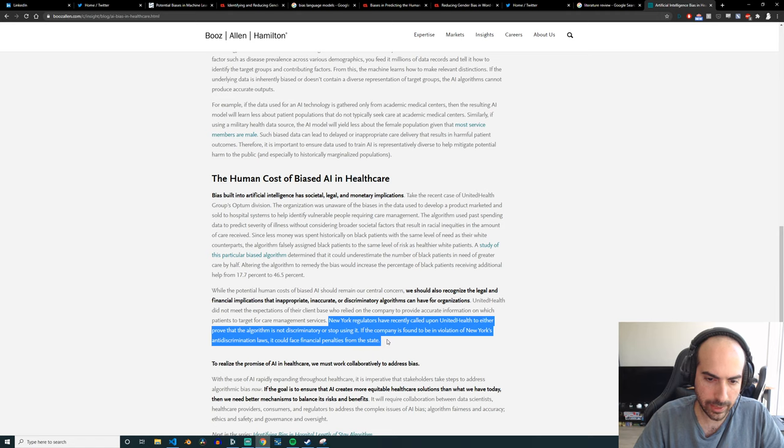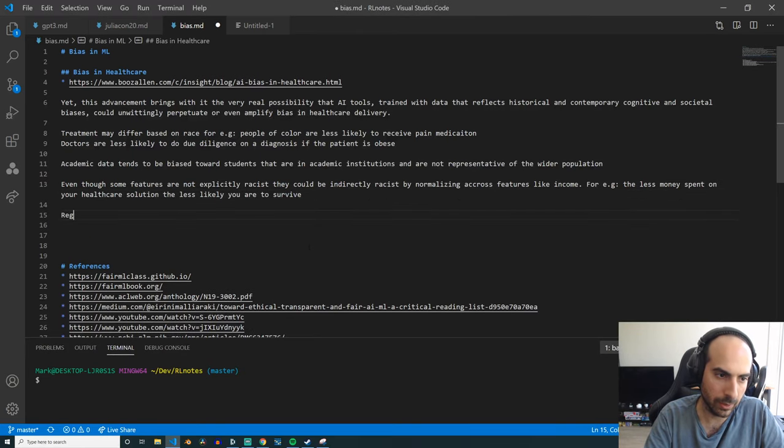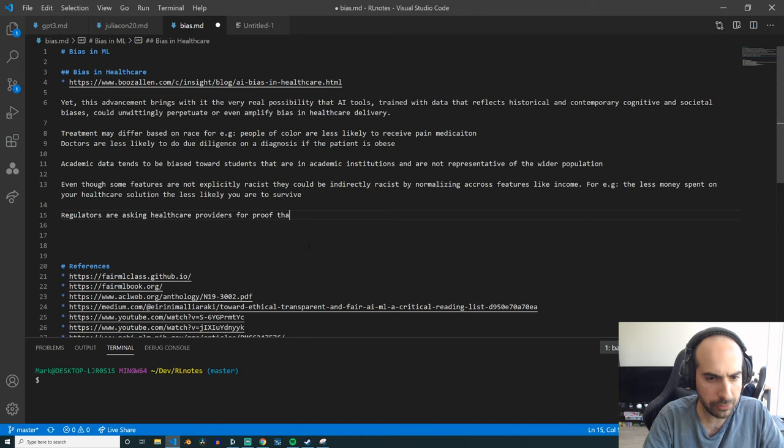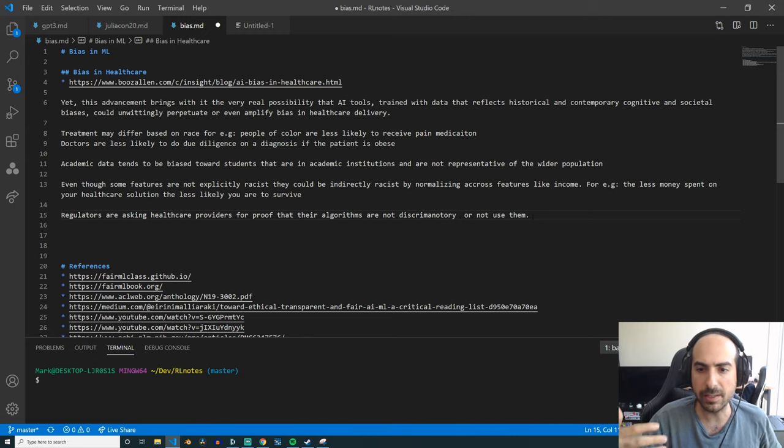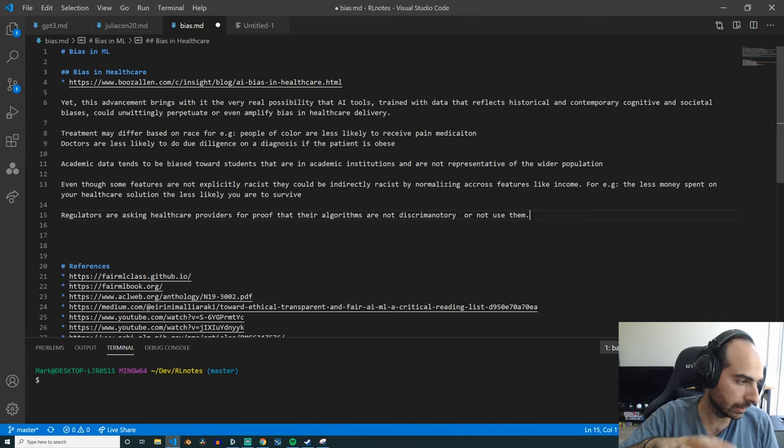So this is sort of the interesting point. Regulators are asking healthcare providers for proof that their algorithms are not discriminatory, or not to use them. Okay, I hope I spelled this right. This is where the machine learning part comes in, and it'll be a good segue into the other parts of this discussion.